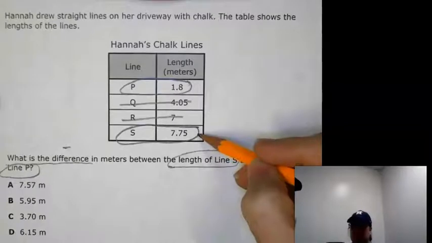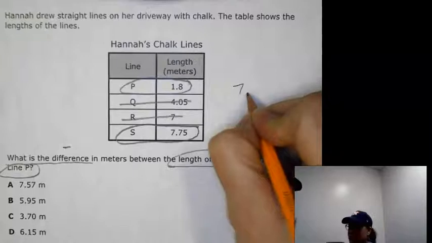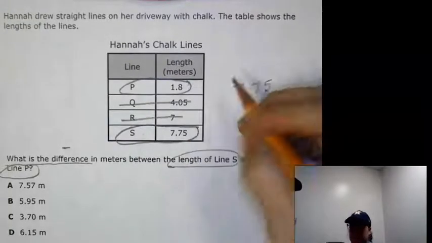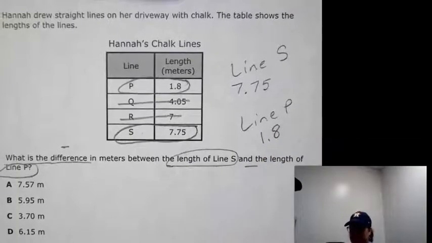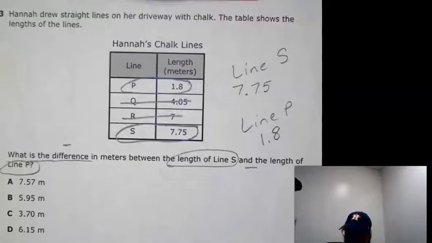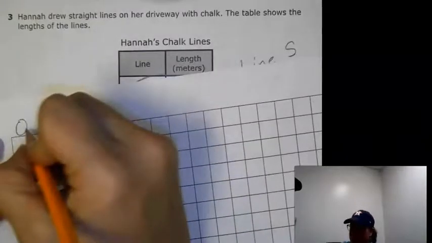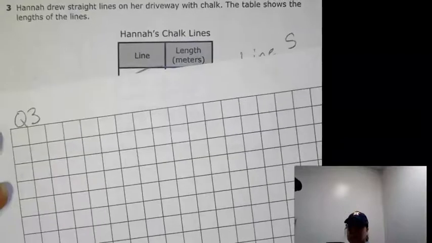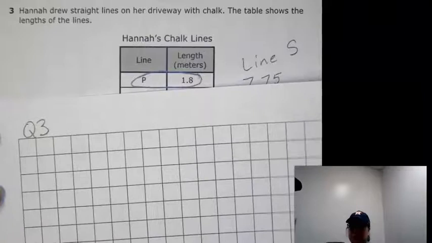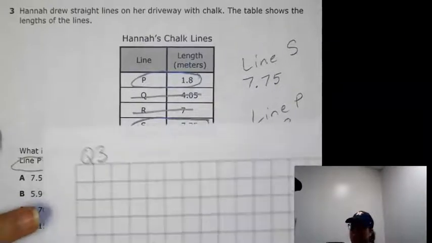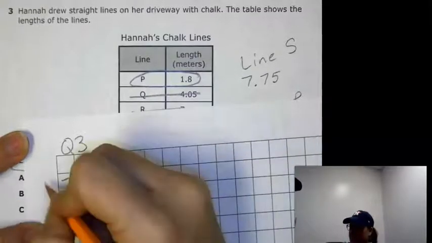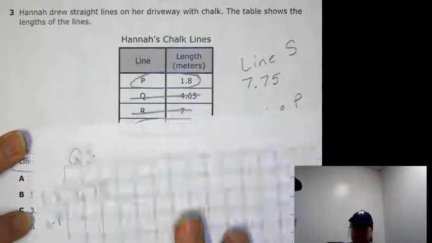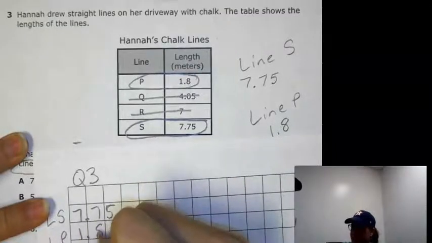So the difference, remember the larger number goes on top. The difference between line S and line P. And this is where that wonderful grid paper comes in handy. So I'm going to get my grid paper and I'm going to write, for myself, Q3, question 3. Because if I'm going back later to look at my work and I want to double check my work and make sure I got it right, I want to be able to find it, right? So stay organized with your questions. All right, so for question 3, we are going to be subtracting 7.75 for line S and taking away line P. That was 1.8.